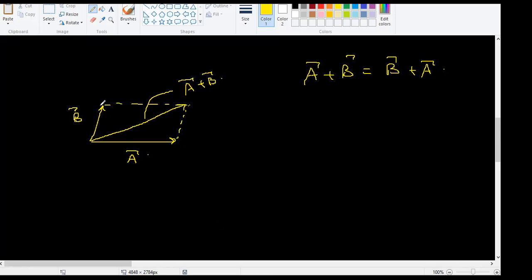Again, I think the diagram will be the same. So B vector is here, and then you are putting the A vector. Or maybe the parallelogram law of vectors will give you the same diagram. Let's try the triangular law of vector addition. So this is A vector, this is B vector. What does this mean? It means it is A plus B.